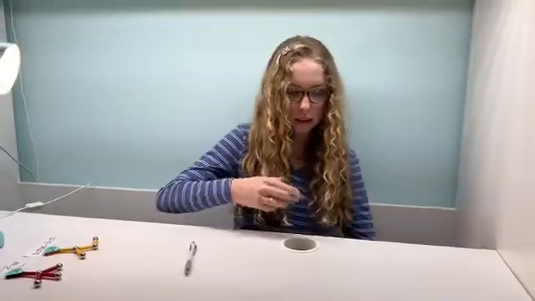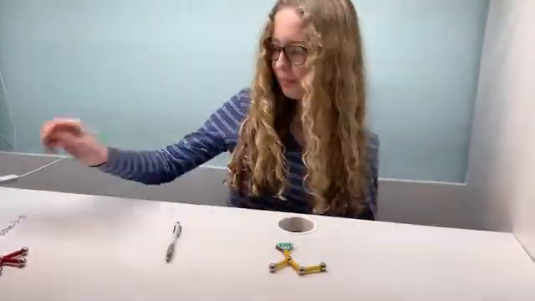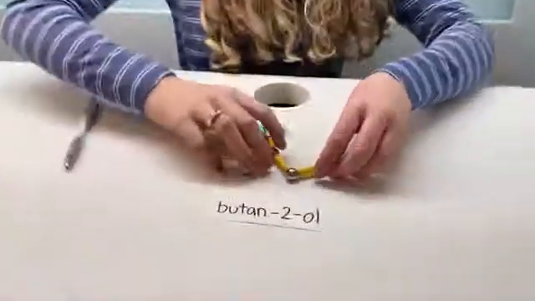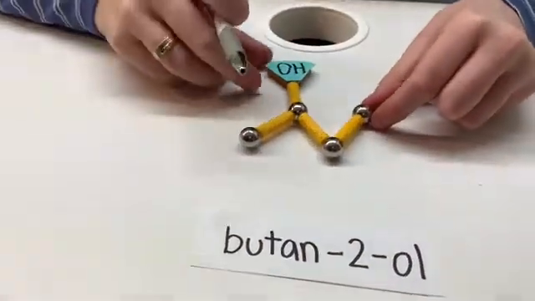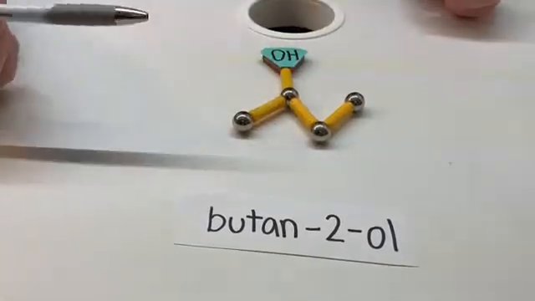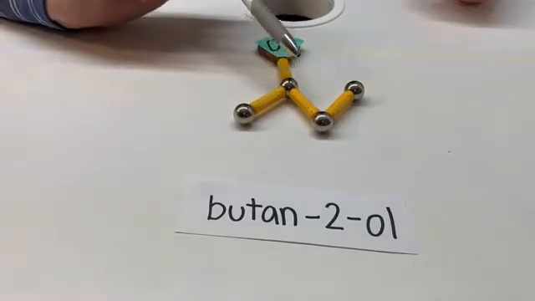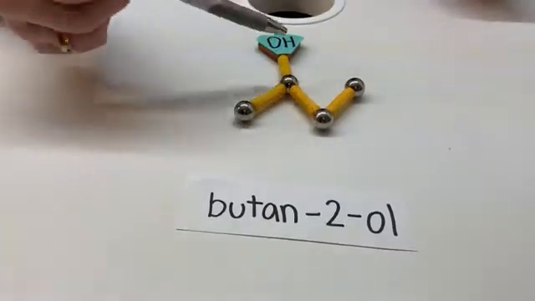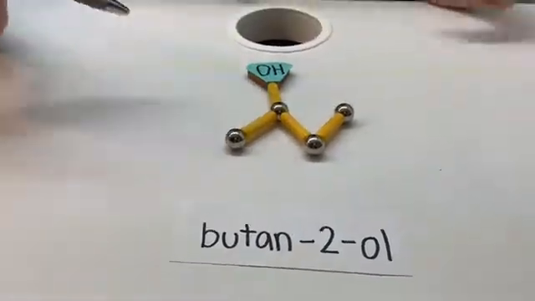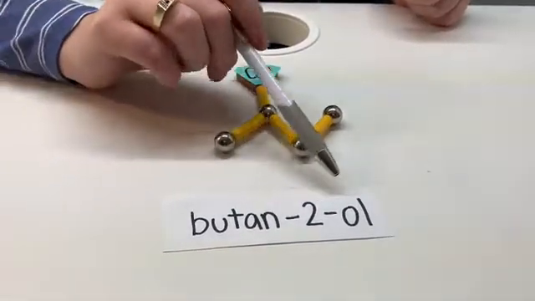Okay, let's get rid of this. Now let's look at this one. So this molecule is, again, the longest carbon chain is 1, 2, 3, 4. And this OH is bonded to carbon 2. I count it that way because it's lower than 3 if I count the other direction. Now, this one is butane 2-ol.